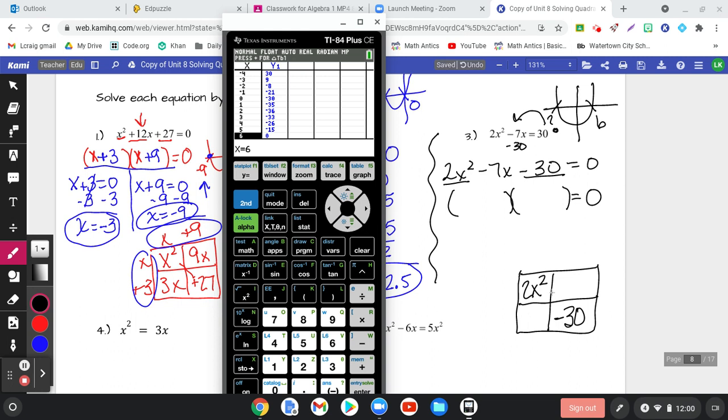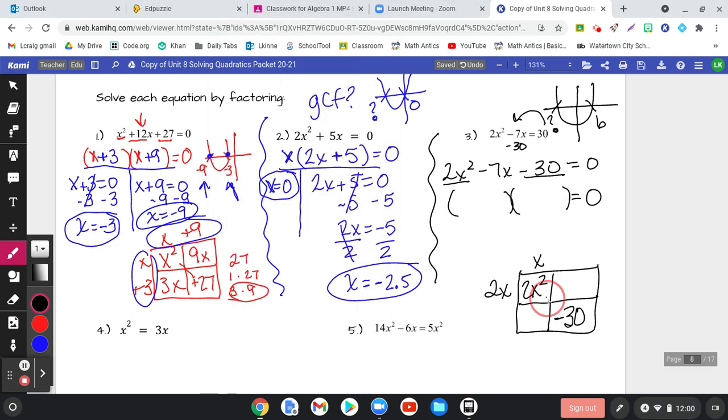Now, think about this. There's only one way to get 2x squared. I'd have to multiply 2x times x. All right, but now I don't have anything else, so this is where it gets a little tricky. Remember, you multiply these two, -60. You want to try and come up with the ways to get -60 that would combine to give us -7.